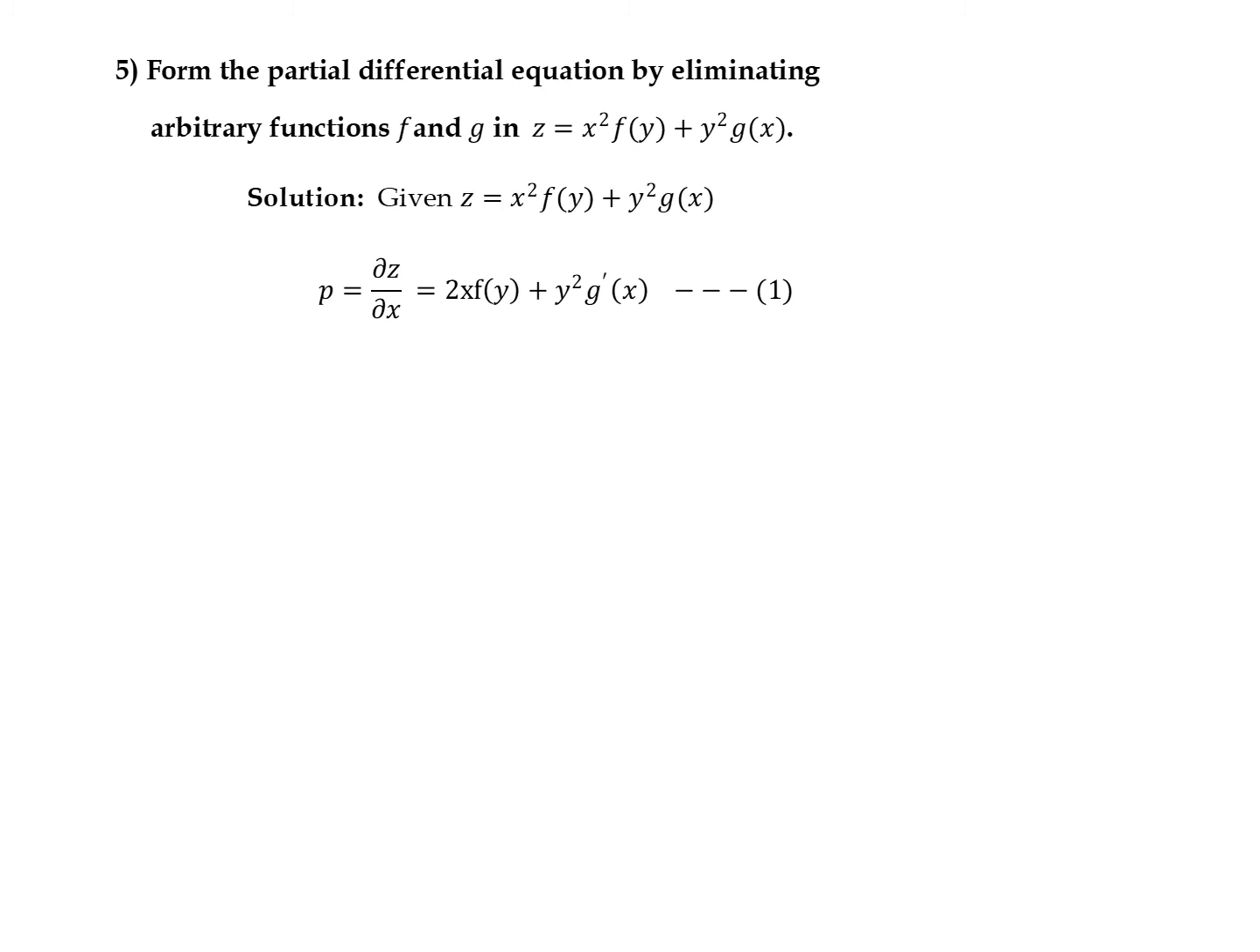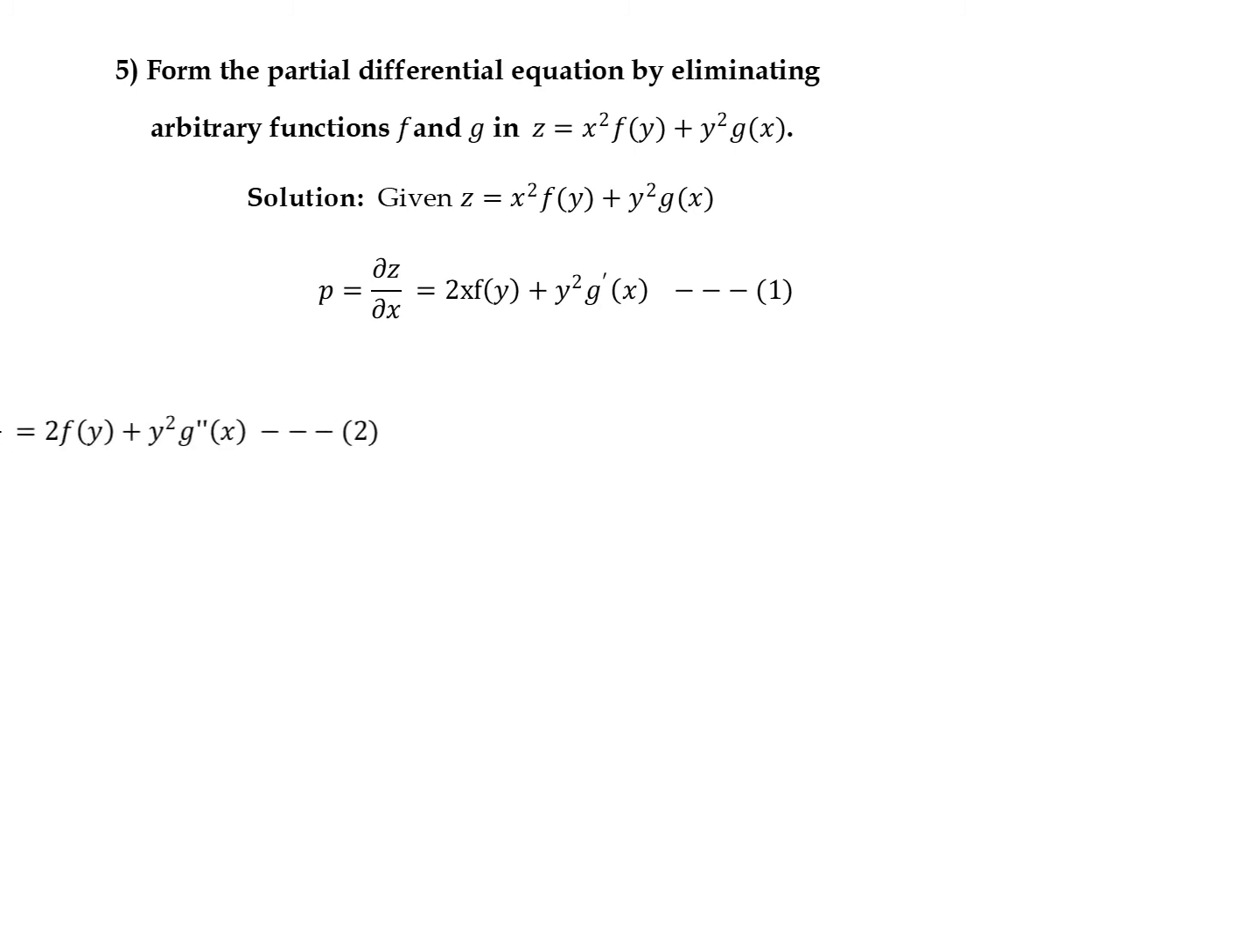When we differentiate, we get 2x into f of y, which is going to be constant, plus the second term, y squared, which is a constant, into g of x. When we differentiate, we get g dash of x. Mark this equation as 1.